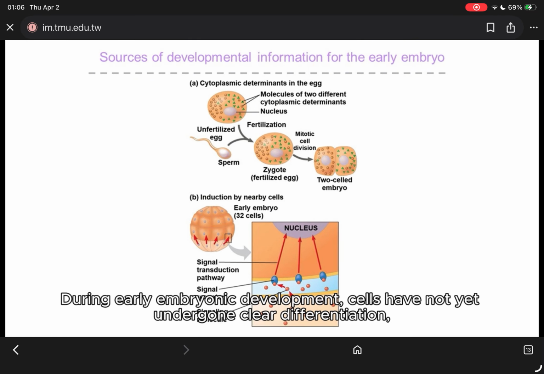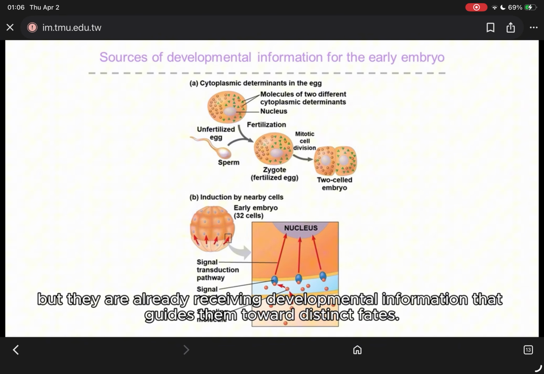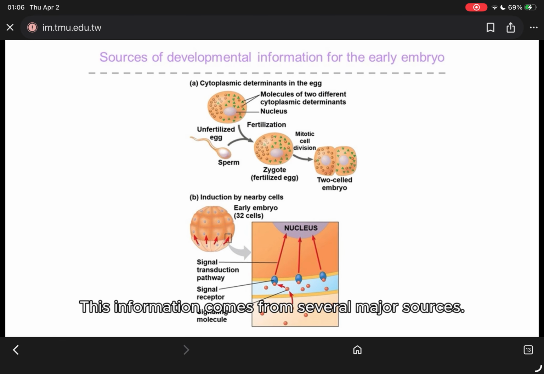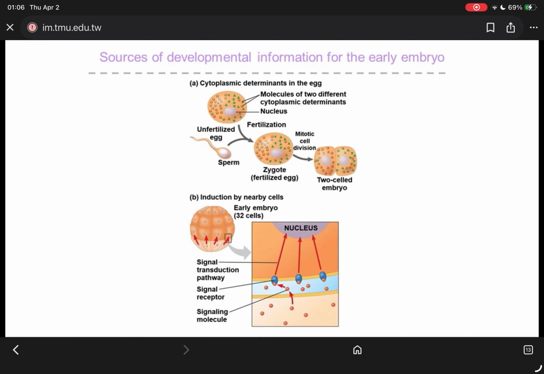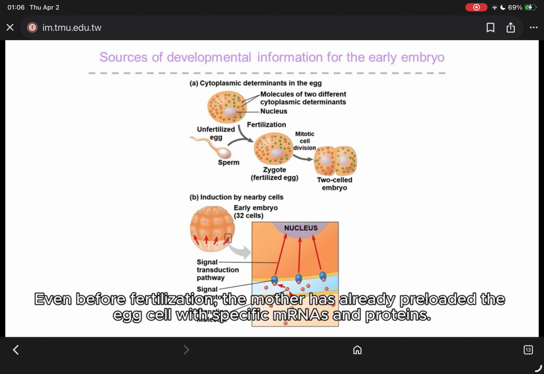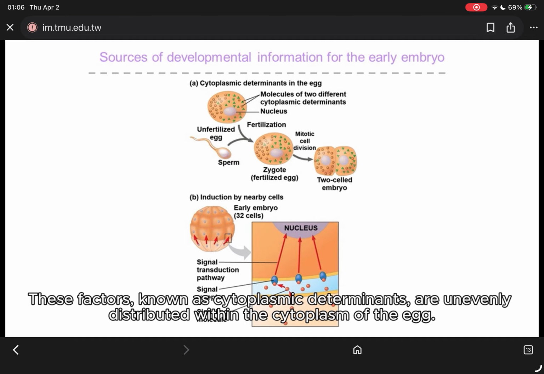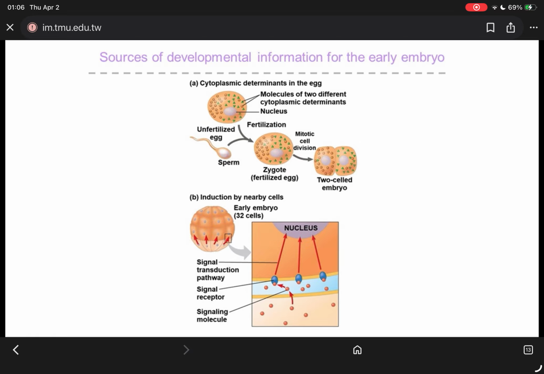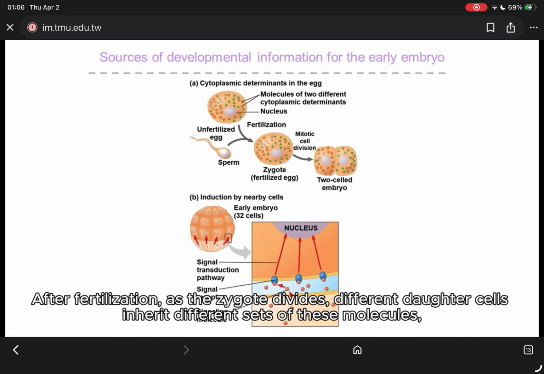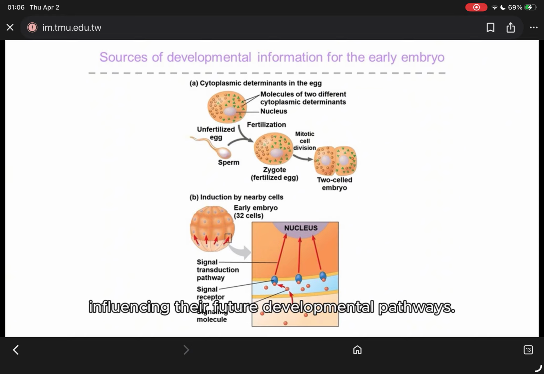During early embryonic development, cells have not yet undergone clear differentiation, but they are already receiving developmental information that guides them toward distinct fates. This information comes from several major sources. 1. Maternal effect genes and cytoplasmic determinants. Even before fertilization, the mother has already preloaded the egg cell with specific mRNAs and proteins. These factors, known as cytoplasmic determinants, are unevenly distributed within the cytoplasm of the egg. After fertilization, as the zygote divides, different daughter cells inherit different sets of these molecules, influencing their future developmental pathways.